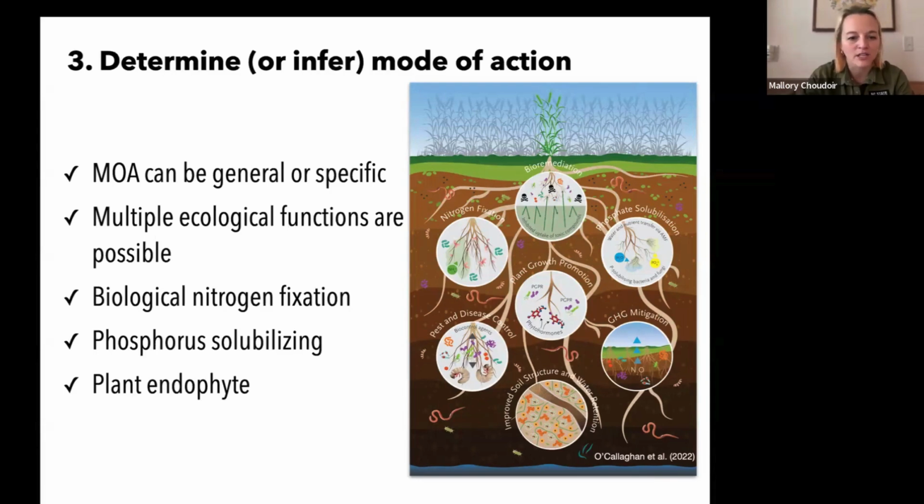Another specific mode of action that is common for biostimulants is, is this product a biological nitrogen fixer? So microbes that are fixing nitrogen from the atmosphere and providing that nitrogen to plants. Other groups of microbes are phosphorus solubilizers. This is a known activity, so this would be a product that would help to improve phosphorus utilization and access. Some of these biostimulants are plant endophytes, which would be microbes that colonize a plant and are living inside the root or leaf tissues.